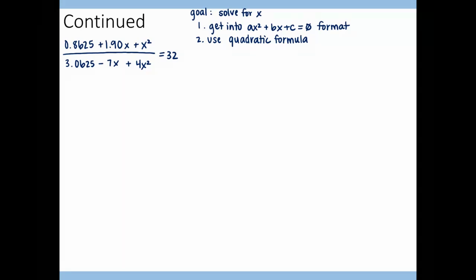Okay, so we have this fraction on the left side. We need to not have a fraction. So we're going to multiply both sides by that entire denominator. It will cancel out on the left, so we'll just have the numerator. This is equal to 32 times that denominator, 3.0625 minus 7x plus 4x squared.